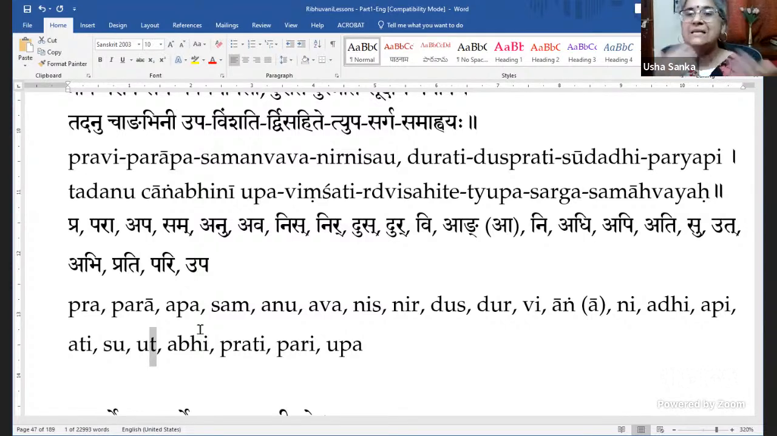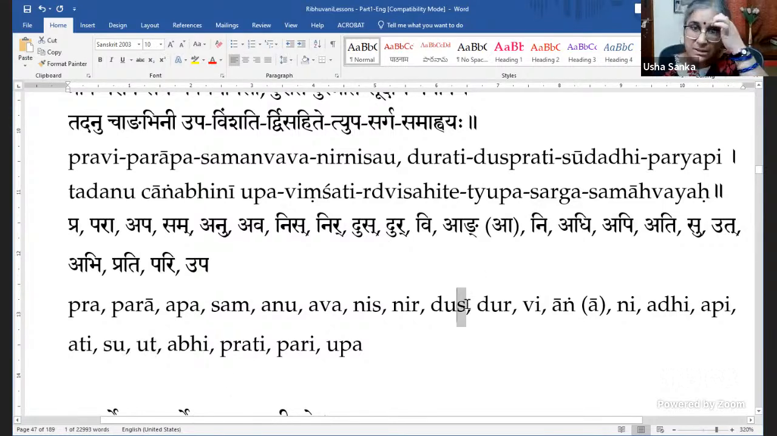Such changes happen because of sandhis, so we have to take care of these elements. It becomes the same before va, something like that. So this dus becomes dur before some consonants, and before other consonants it is dus, something like that.